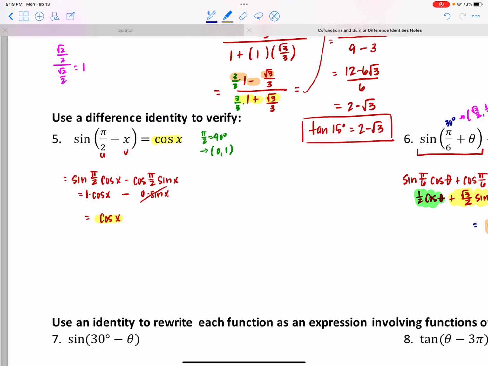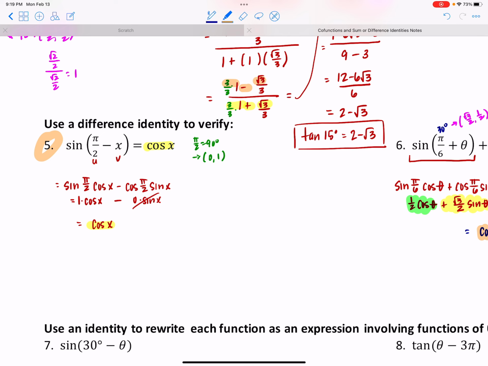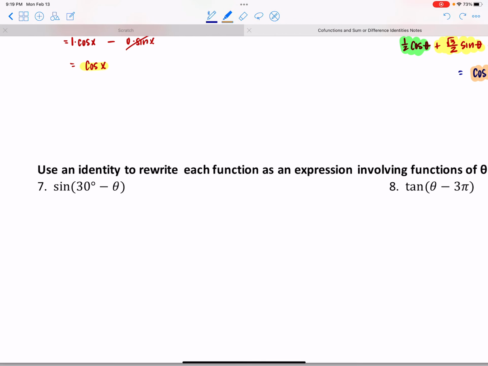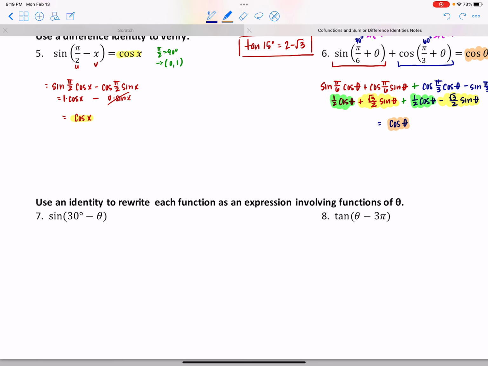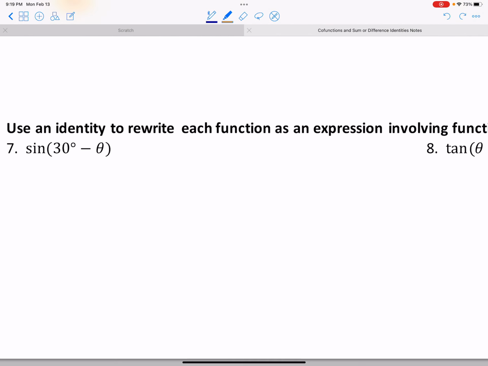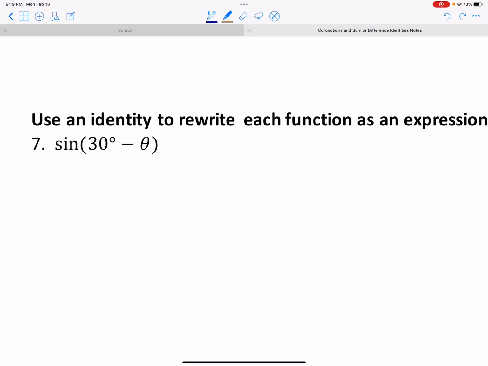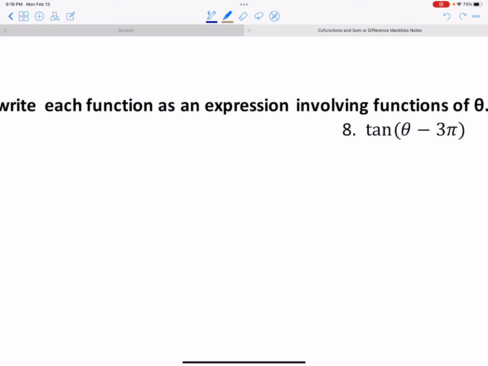This one was cooler, number 5, because it's one of the identities we saw earlier, but also kind of fun. Just make sure you're being really careful about your formulas. Alright, last little thing we're going to see is using our identities to rewrite functions if possible. So here, for example, use an identity to rewrite the function as an expression involving functions of theta.